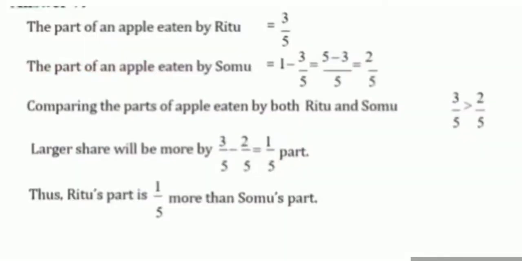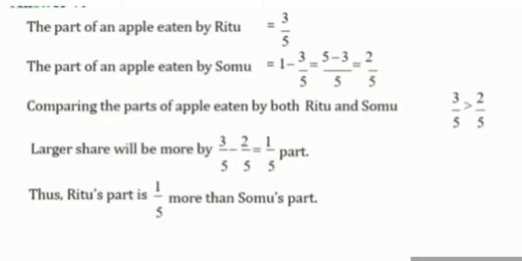The part of apple eaten by Ritu is equal to 3 upon 5. And the part of an apple eaten by Somu, that is what? So the part of an apple eaten by Ritu is equal to 3 upon 5. And the part of an apple eaten by Somu is 1 minus 3 upon 5.